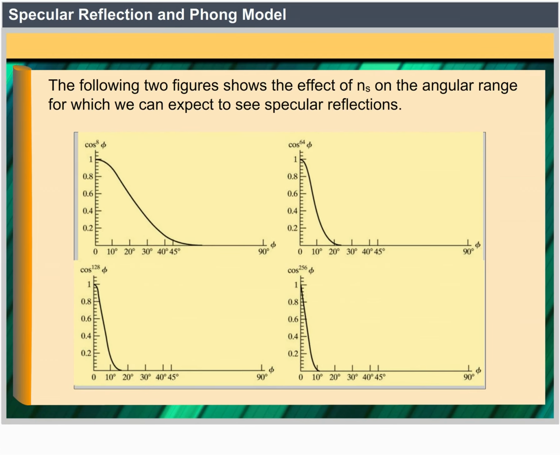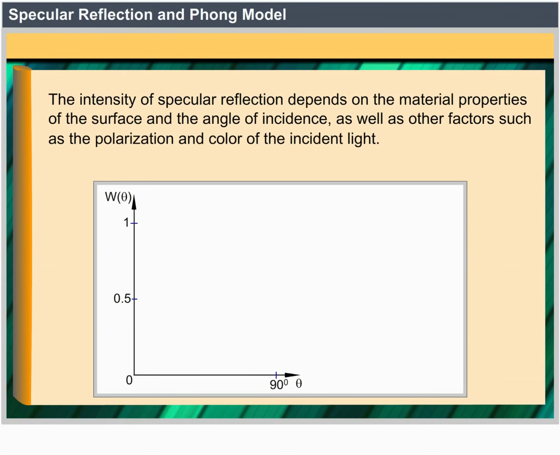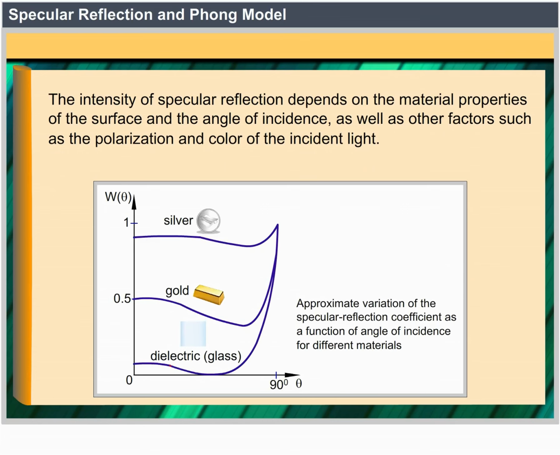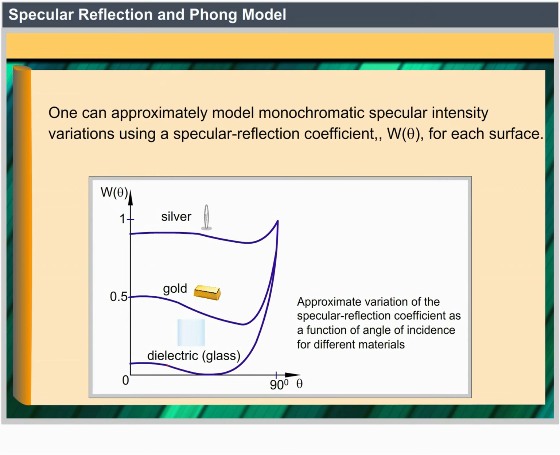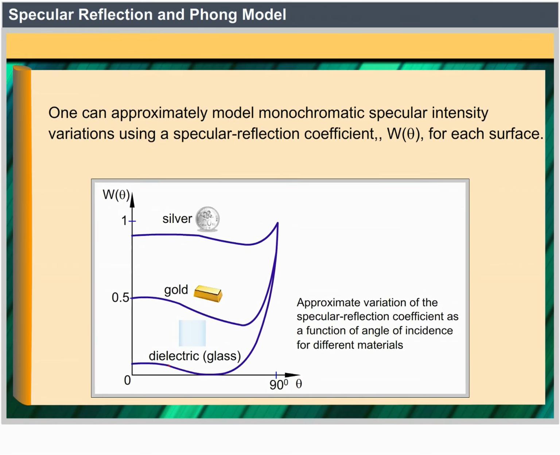The following two figures show the effect of ns on the angular range for which we can expect to see specular reflections. The intensity of specular reflection depends on the material properties of the surface and the angle of incidence, as well as other factors such as the polarization and color of the incident light. We can approximately model monochromatic specular intensity variations using a specular reflection coefficient, W(theta), for each surface.